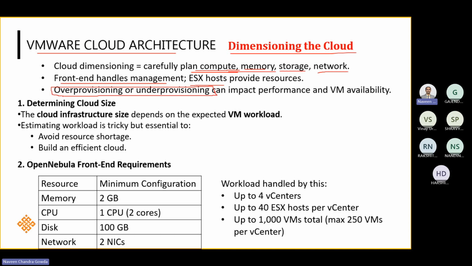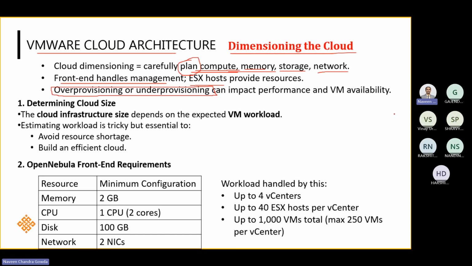At any point of time, you should not allocate the maximum number of resources, or more than what is required, which leads to over provisioning. At the same time, for under provisioning, you should not allocate very few resources where more resources are required. So whenever you are trying to plan, that is the term I want to highlight. That is dimensioning the cloud. Whenever you are trying to plan, you should be very careful about this.